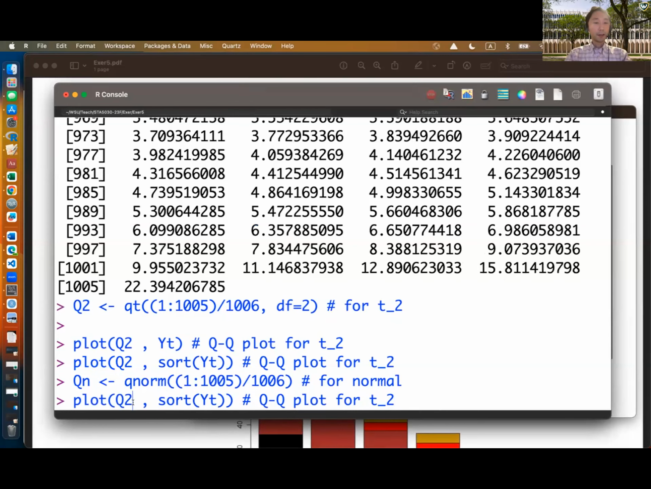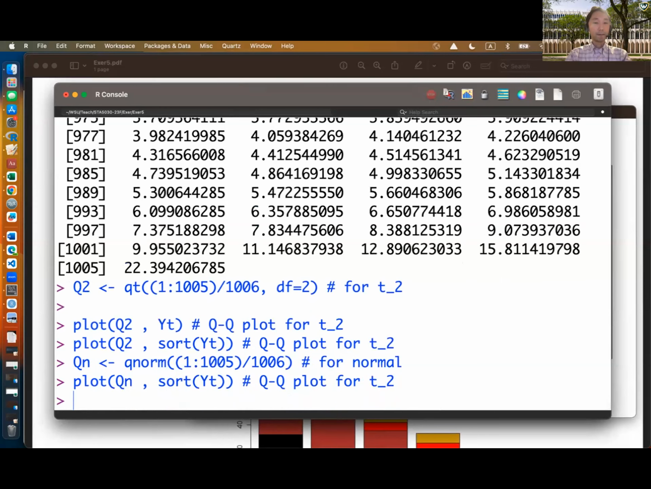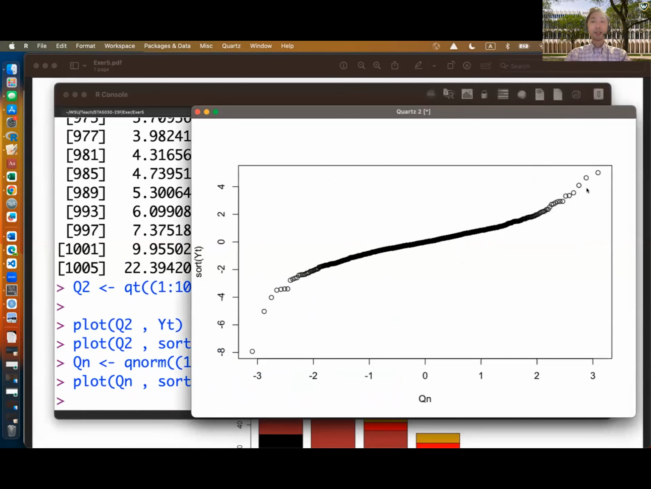Then we can do it in this way. This is for normal, and the normal is a kind of inverse S-shaped. So sample quantiles have more outliers compared to theoretical quantiles. So the T2 distribution is a very heavy-tailed distribution.